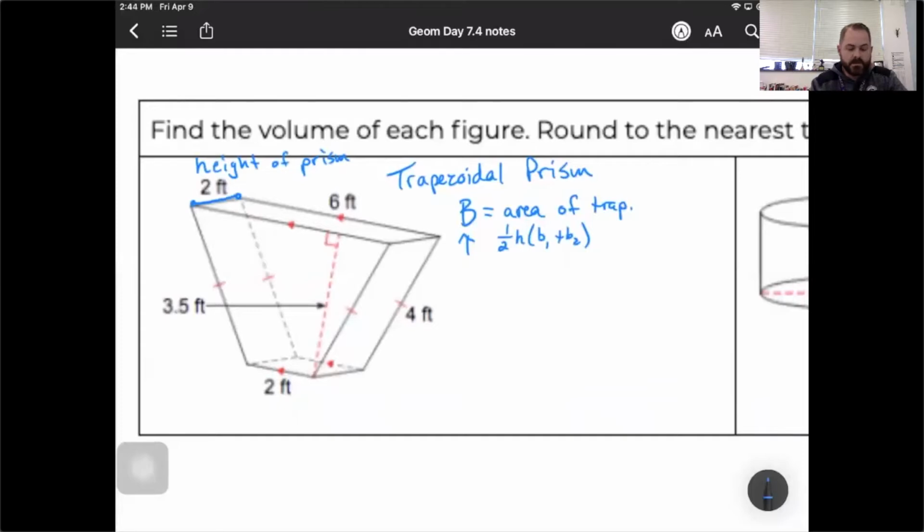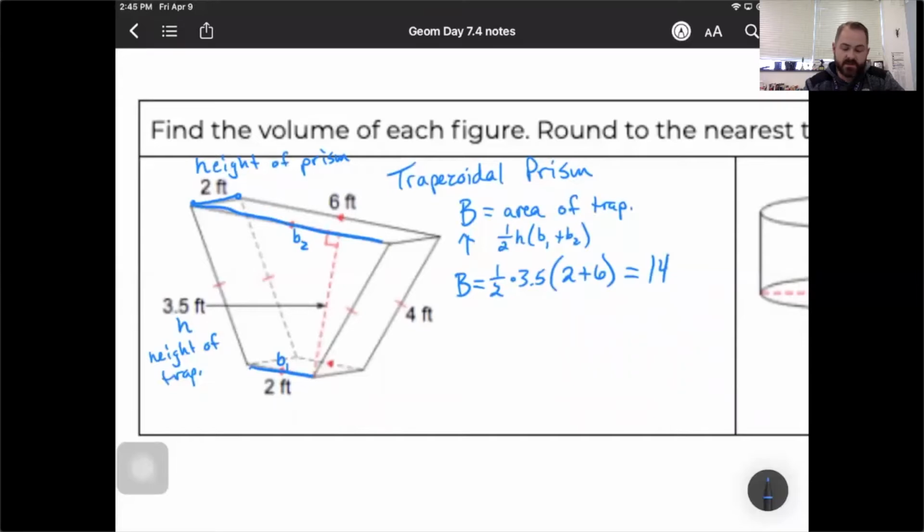Okay, so let's find the base area first. Okay, base area, the trapezoid has a height of 3.5, so we're going to do 1/2 times 3.5. And the trapezoid has bases of 2 feet and 6 feet. So there's your B1, there's your B2. Okay. Now, when I work all that out and simplify it, I get a total area of one trapezoid. And again, you can pause and check this with your calculator if you want, but the area of that trapezoid should be 14 square feet.